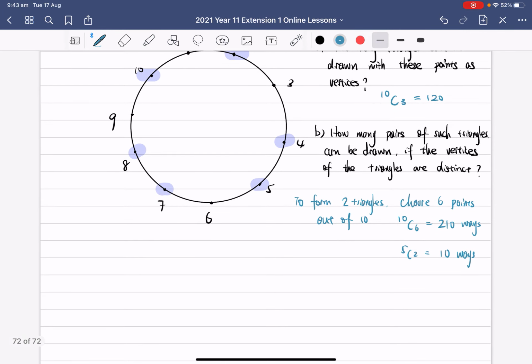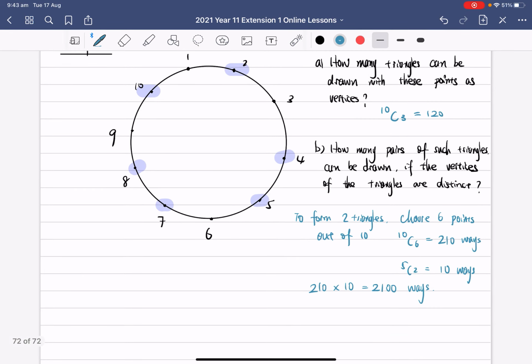So the second triangle can now be drawn using the other 3 points. Therefore the number of pairs of triangles is going to be 210 times 10, which is equal to 2,100 ways.